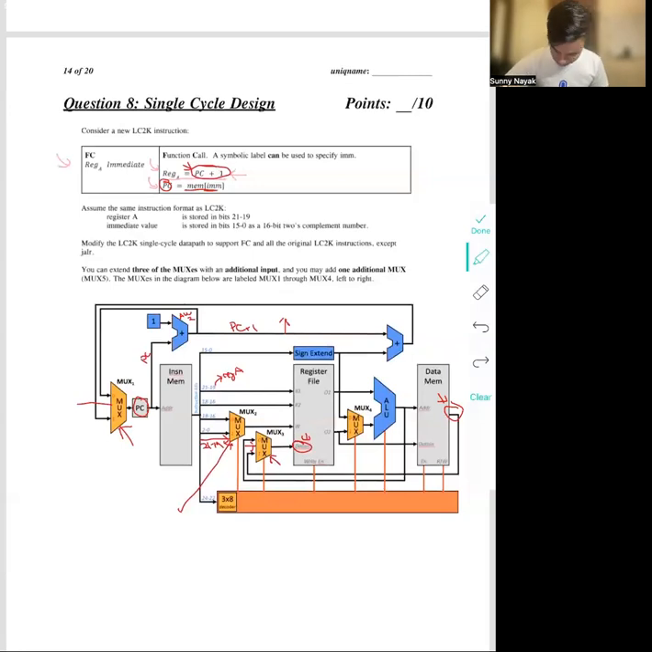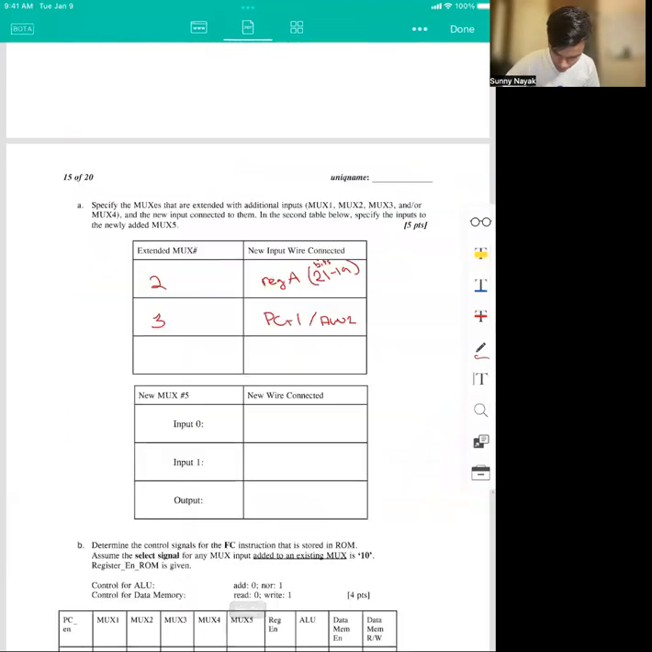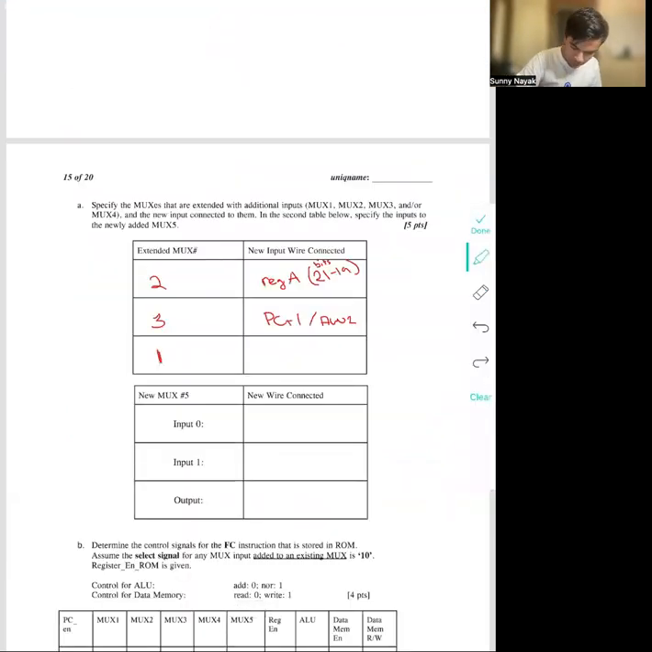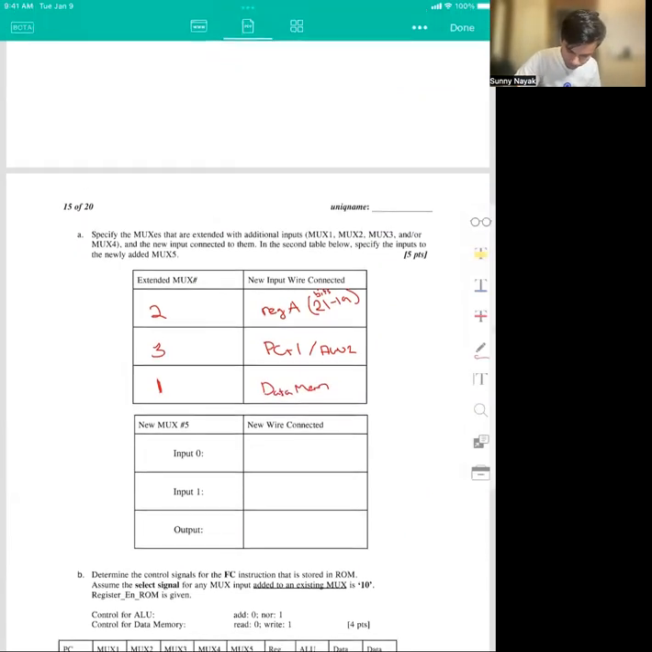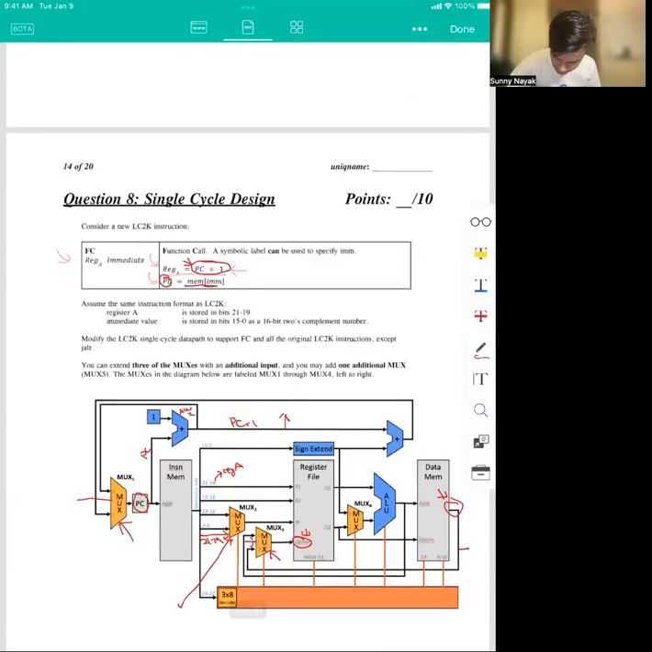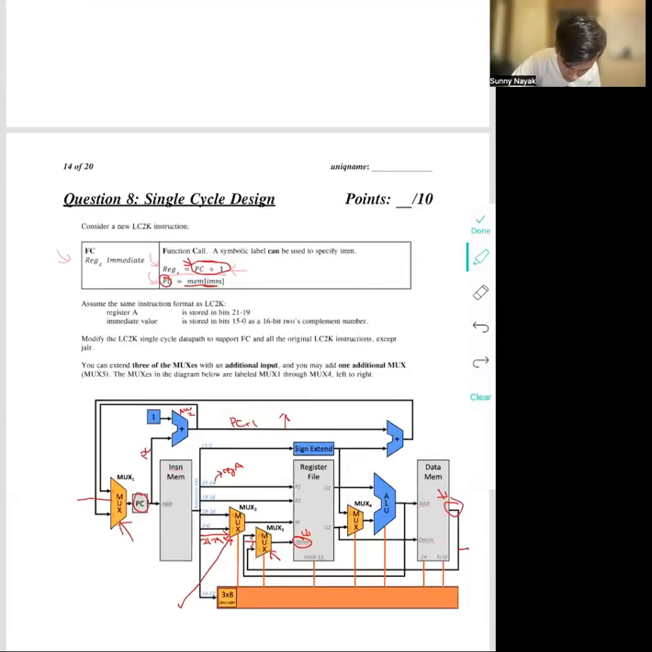Sorry, I brain farted a little bit. So what we need to be able to do is take this wire, and it needs to be an input into mux1. And so we can go ahead and do that. So this is going to be mux1, and we're going to have data mem as an output.